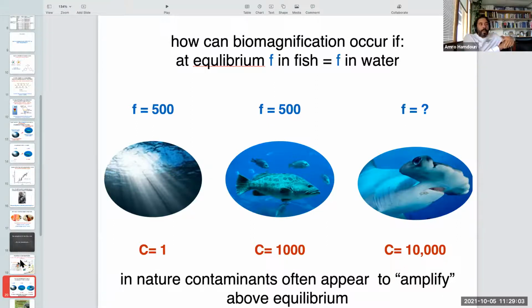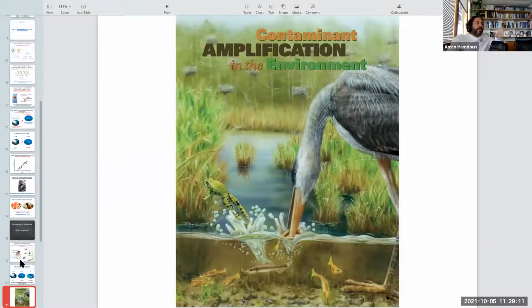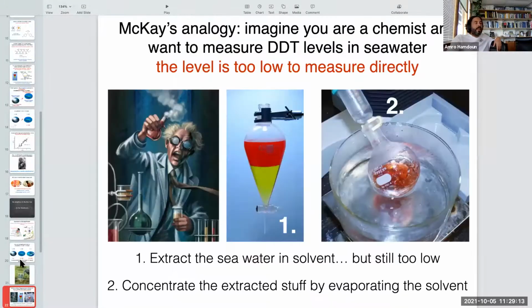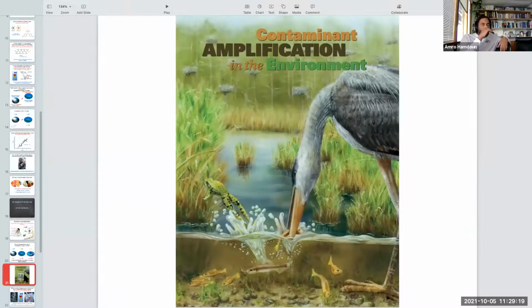Do you think it's still 500? Jack says 500. Okay, so it turns out, and that's this week's reading, it turns out it isn't. So this week you have a reading that deals with this problem, and the reading is called Contaminant Amplification in the Environment. I really like the use of the word amplification here because it really captures what's going on, right?